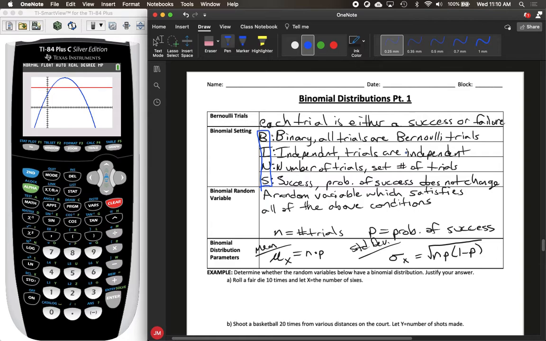So the binomial random variable is any random variable which satisfies all of those conditions. If it satisfies those 4 conditions, we consider it to be a binomial random variable. We're going to be using N and P frequently throughout the notes today as well as in the next section. N represents the number of trials, P represents the probability of success. And then K, or X, will be representing the number of successes.